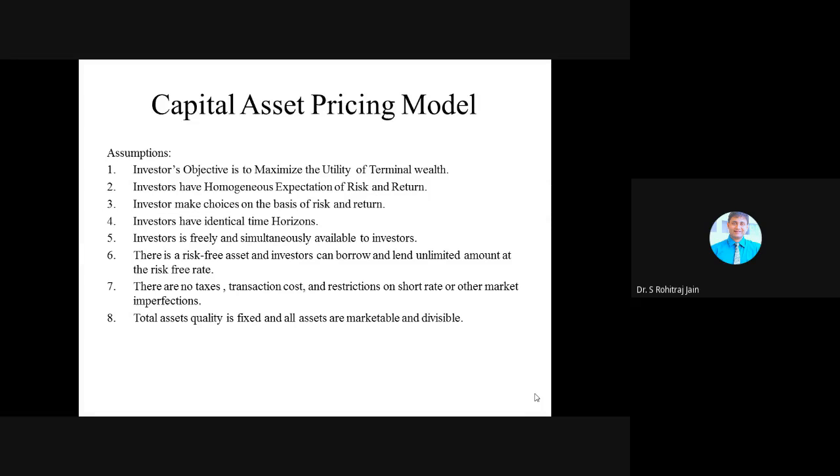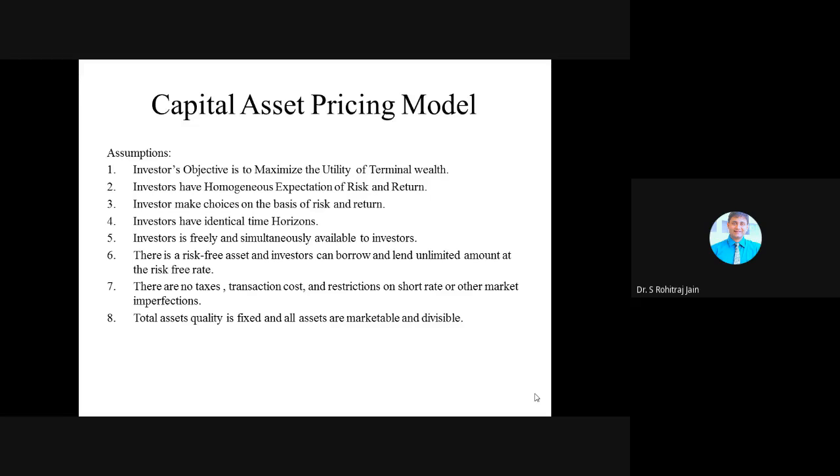So when you're calculating on a real-time basis, what I need to consider here is the risk-free rate of interest, or the risk-free rate of return. For the calculation purpose, we'll be taking the treasury rate. Even in your project, you have to consider this risk-free rate of interest, that is denoted by the symbol RF. And then the seventh assumption is there are no taxes, transaction costs, restrictions on short sales, or market imperfections. And finally, total asset quantity is fixed, and all the assets are marketable and divisible.